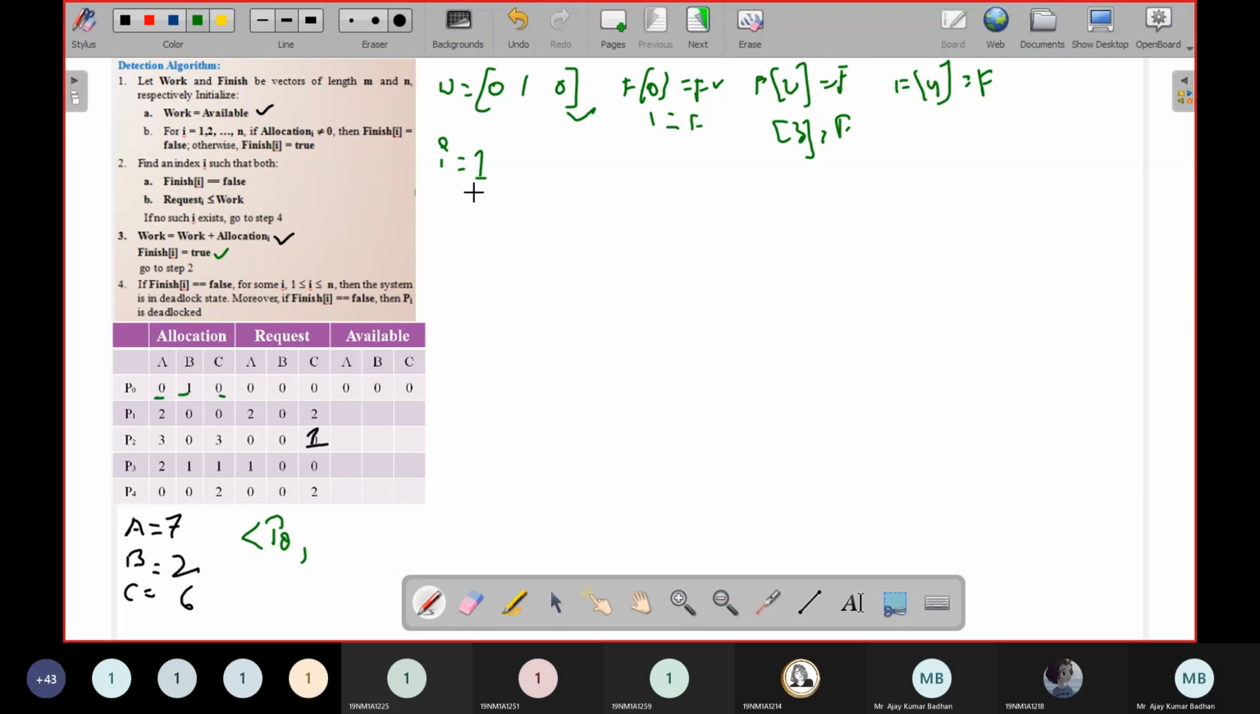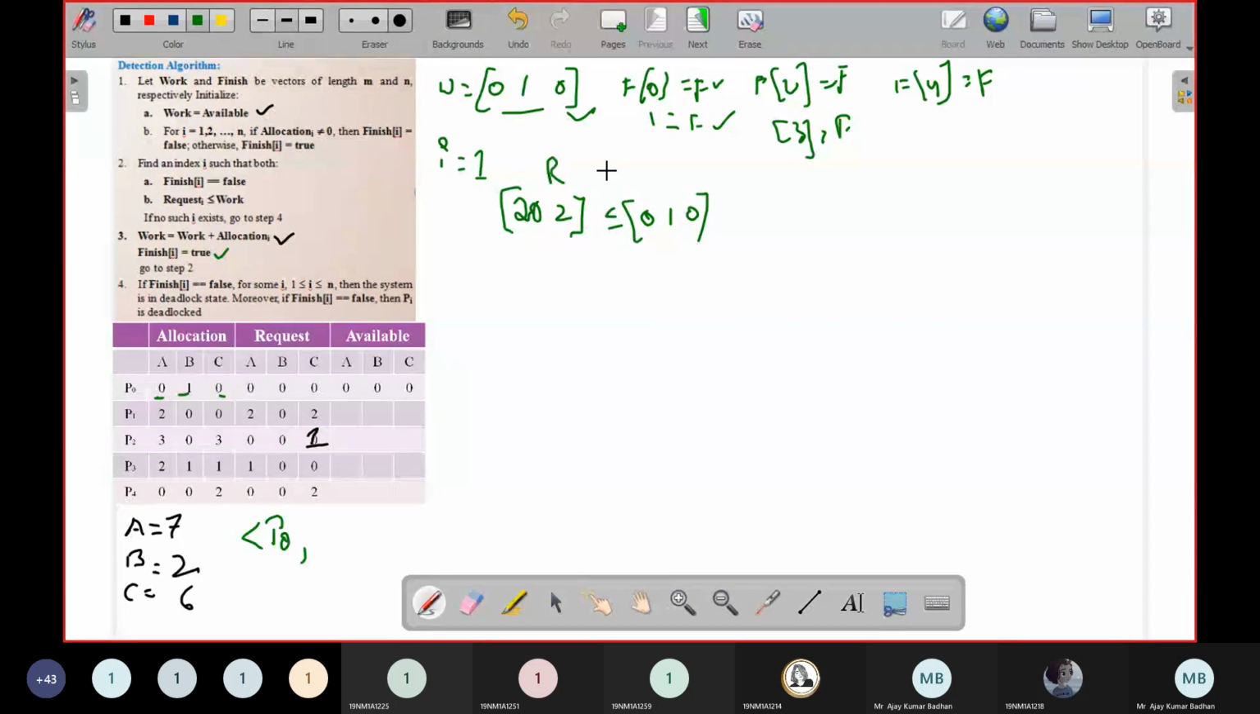So what is the request? Okay, so finish of process number 1 is false, so it did not complete the task. We can check it. The request is 2 0 2. Request is less than or equal to work. What is the value we have in the work here? 0 1 0.